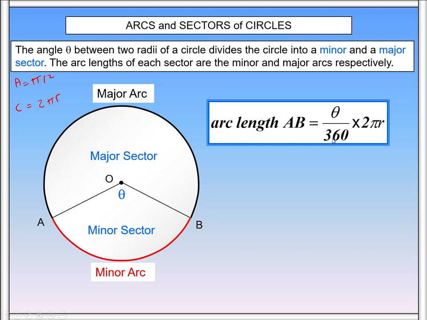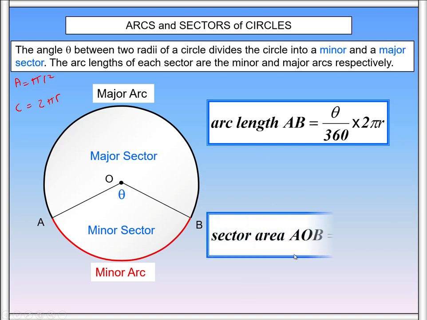Theta divided by 360 times 2 pi r. Similarly, if we want to find the area of this sector, OAB, the whole area in here, we use just this portion of the circle, so it's theta over 360 times the formula for area, pi r squared. So the area of the sector, AOB, is given by theta divided by 360 times pi r squared. So we'll look at some examples.